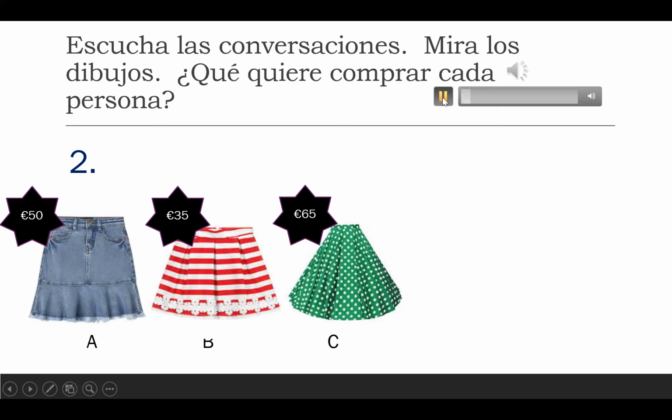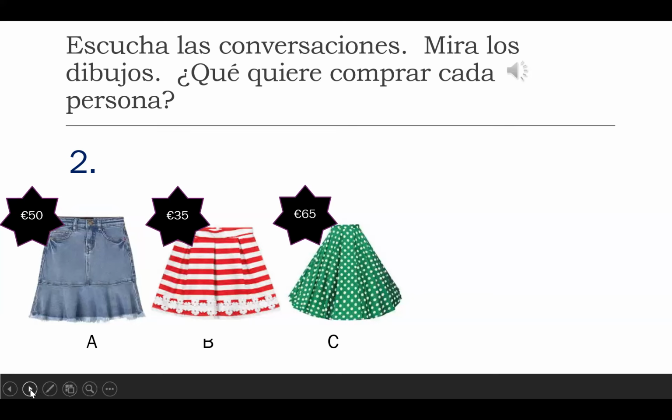¿Qué te parecen las faldas? Me gusta la falda vaquera. ¿Esta? Sí, es cara. Sí, pero no es la más cara. ¿Vas a probártela? Sí, creo que sí.